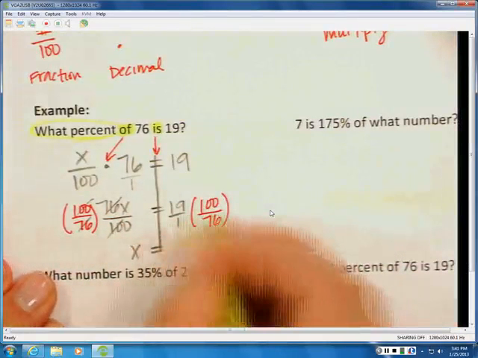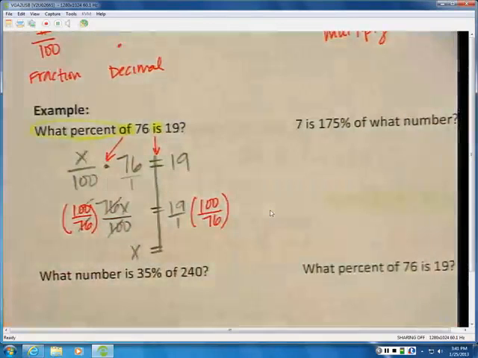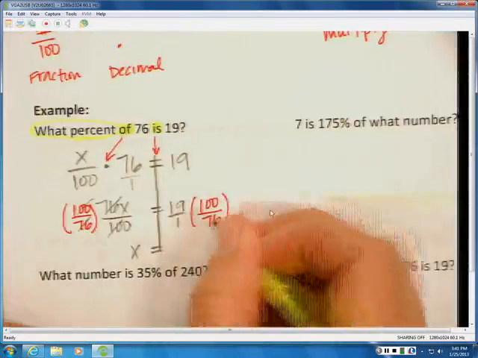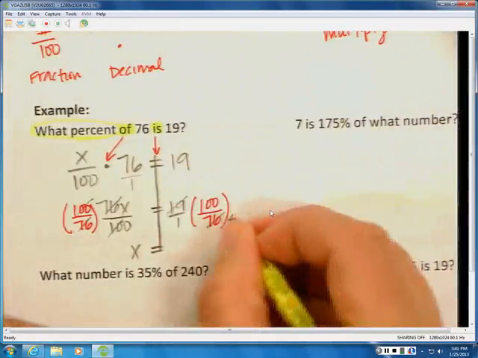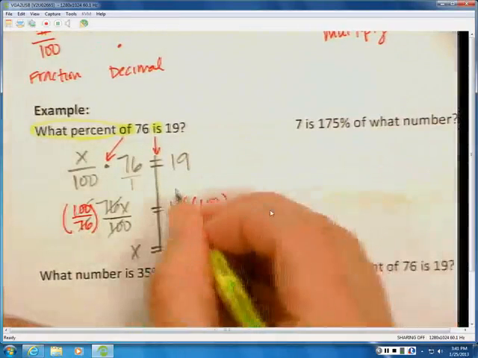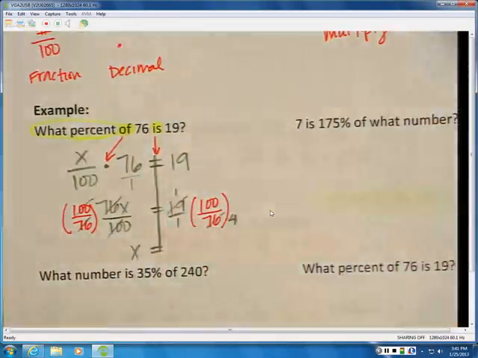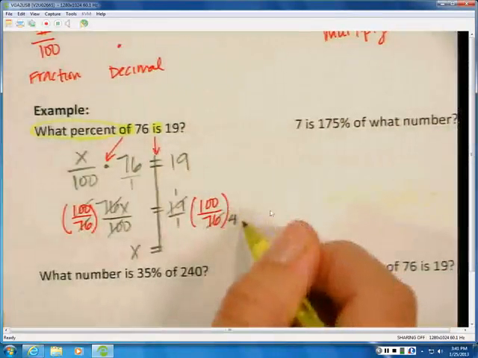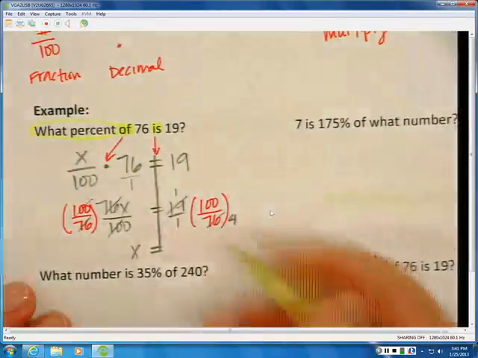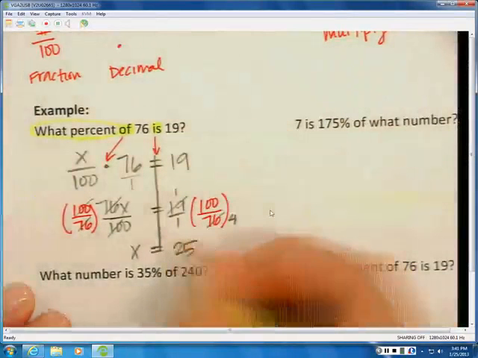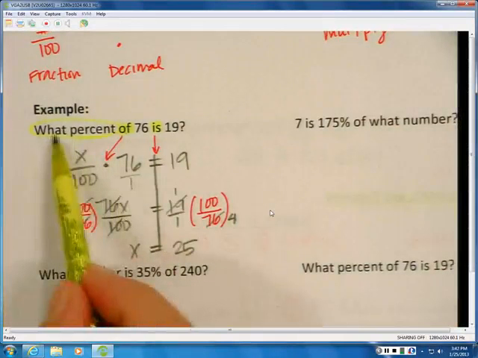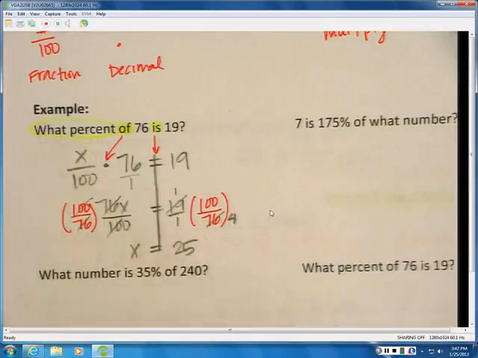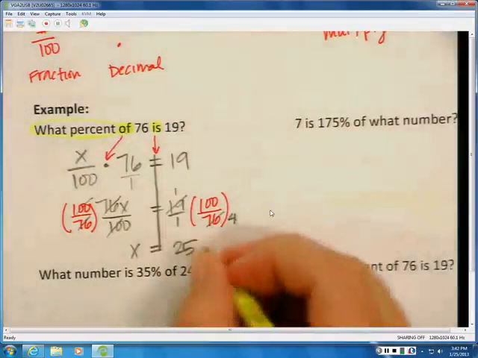On the right, I am left with, let me see, 19 and 76 are both divisible by 19. This goes in 4 times. This goes into itself once. And what I get is 100 divided by 4, which we all know is 25. Now, at the end of your problem, ask yourself, what was I trying to find? It says what percent. The percent is the thing I'm trying to find. So my answer really should be 25%.